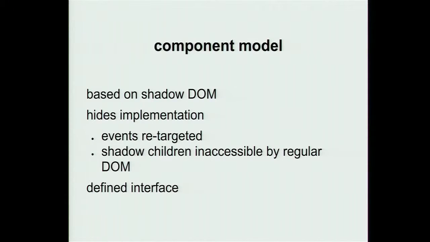So what does it do? It retargets events. If an event originates from inside the shadow DOM, when it gets to the shadow boundary, it'll be retargeted to that node so that nobody from the outside can see where that event originally came from. And also the shadow children are inaccessible by the regular DOM API. So when you're traversing the DOM, you won't see what's in there.